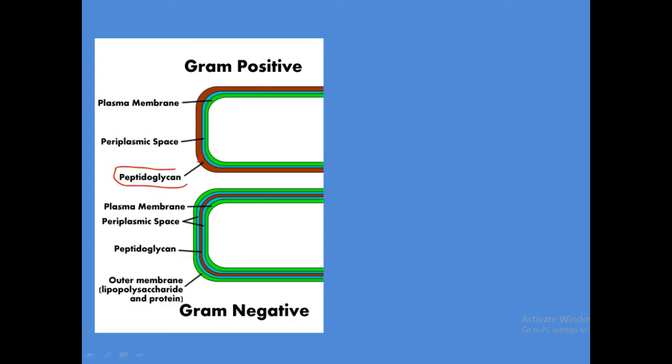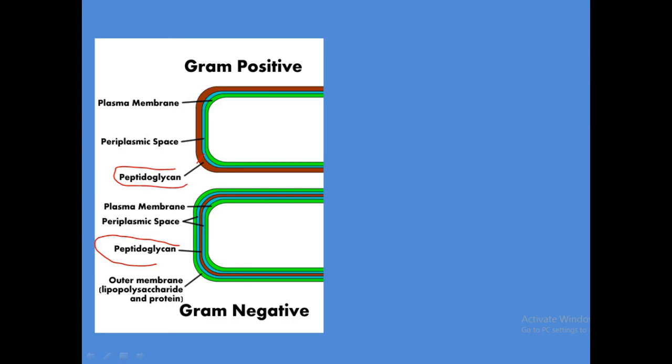So now in this picture we can see that the peptidoglycan layer in case of gram positive bacteria is very thick, and in case of gram negative bacteria the peptidoglycan layer is very thin. Peptidoglycan layer is depicted in this picture with this brown color. Now you can see the brown color is very thick in case of gram positive bacteria, and the color is very thin in case of gram negative bacteria.